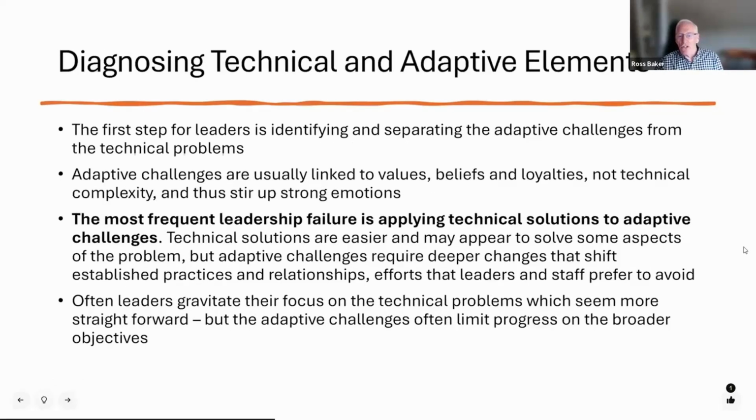Heifetz says this very clearly, and I think it's one of the values of understanding his approach, that if you don't identify which are the adaptive elements and which are the technical elements and deal with them separately, then you're going to be in big trouble trying to make these changes. And not surprising, but many leaders who come to their leadership positions because they're experts in a particular area want to focus on the technical issues first, and therefore don't give adequate time to the adaptive challenges and the needs to shift practice, to shift relationships in order to deal with those kinds of things.